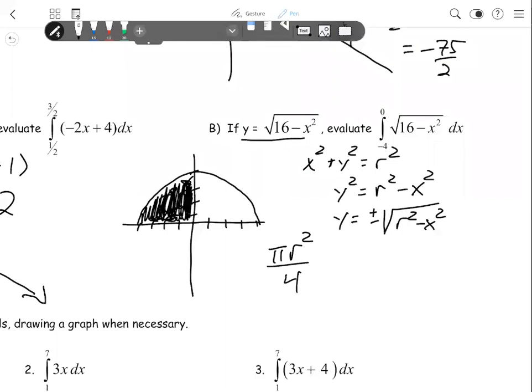And I know that my radius is 4, so I'm going to take 4 and plug it in, which means I have 16 pi divided by 4, which gives me a value of the integral equal to 4 pi in this instance. So is there a question on that one?